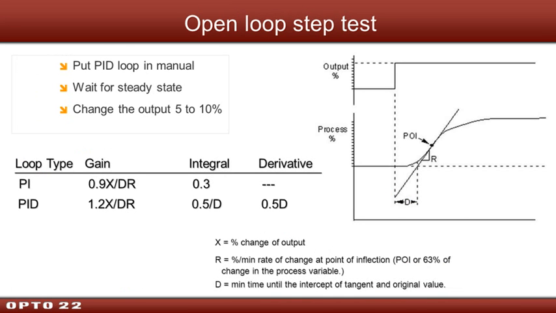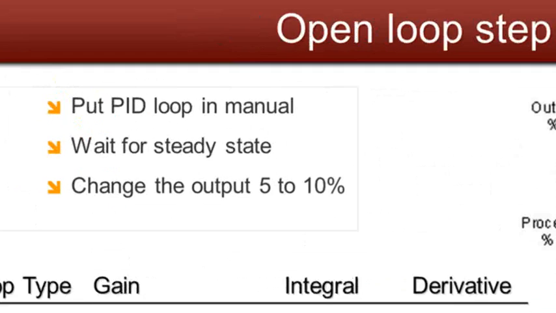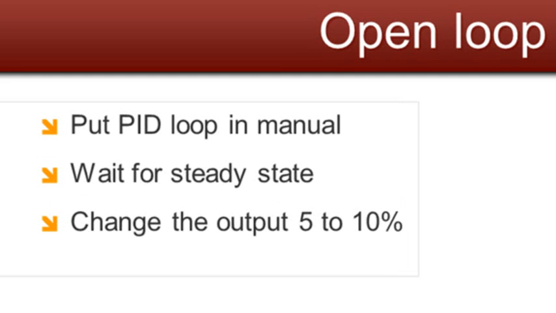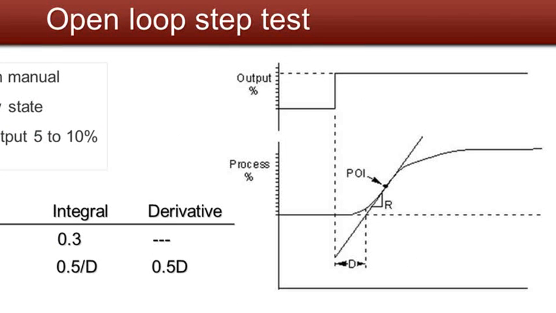So let's have a look at the open loop step test. Essentially what we do here is we put our PID loop into manual and we set our output at something other than 0, whether it's 5%, 10%, 40%, that's going to depend on the process, and again that's why you need to know your process. But set your output at a given percentage and wait for the process to settle down and obtain a steady state. Once it's got that steady state, you then make a step or a change in your output by at least 5%, preferably around 10% or more.